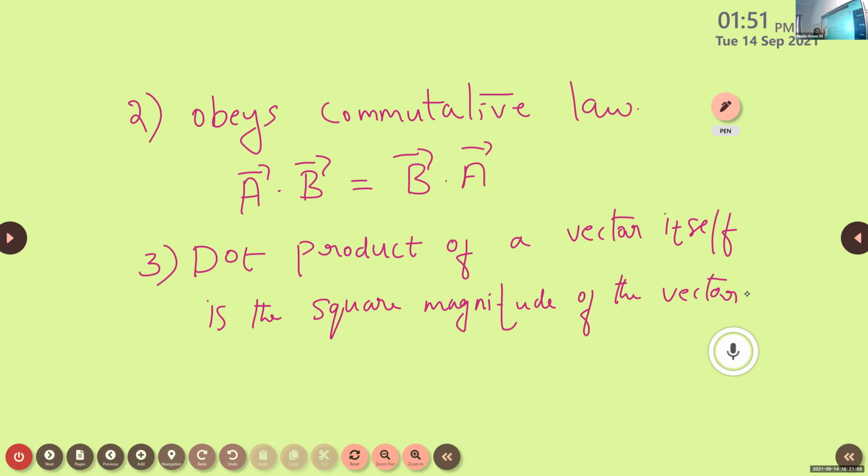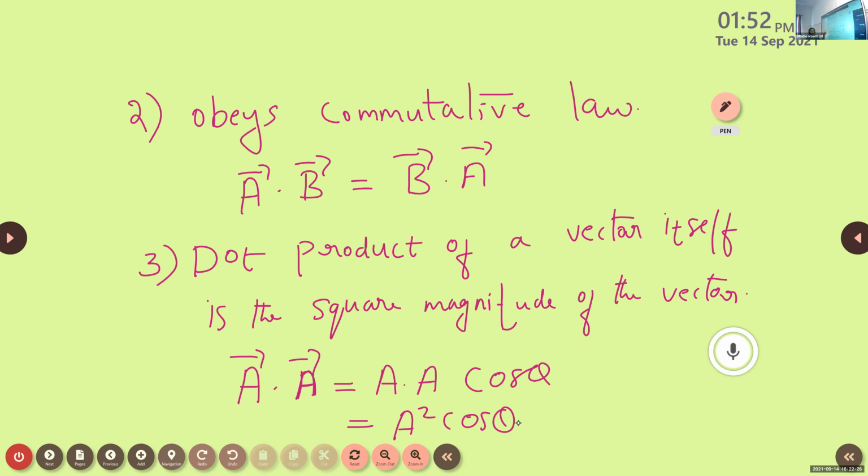That is, instead of vector B, you just consider the vector A itself. That is vector A dot vector A. The square of the magnitude of the same vector means we know that the magnitude of vector A is A. So it becomes A squared cos theta. If instead of vector B we have the same vector A, then vector A dot vector A is A into A cos theta, which is equal to A squared cos theta.